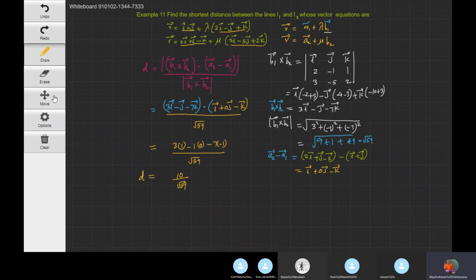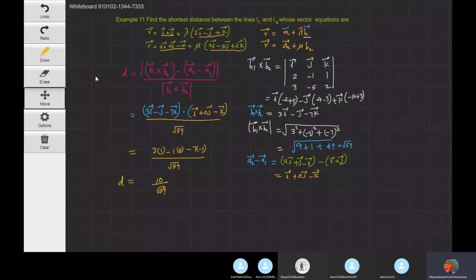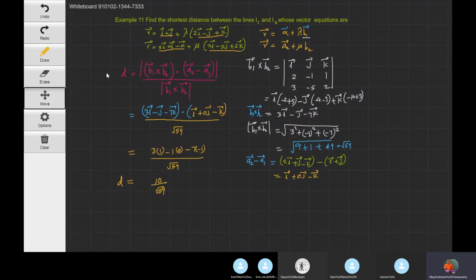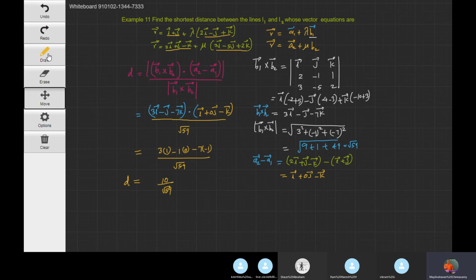Understand, dear students? For a question asking for the shortest distance between the lines L1 and L2 whose vector equations are given, the vector equation format is A1 vector plus lambda B1 vector and A2 vector plus mu B2 vector. Just apply the formula, then we find it. So A1, A2 are the points, and B1, B2 are the parallel vectors.